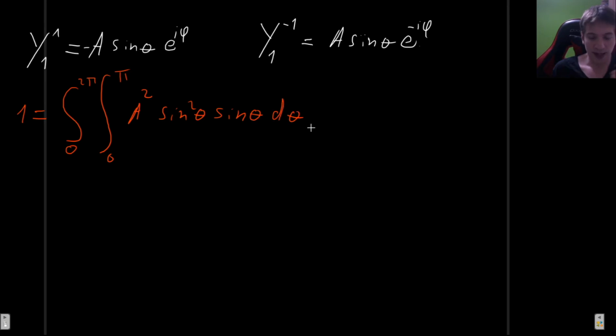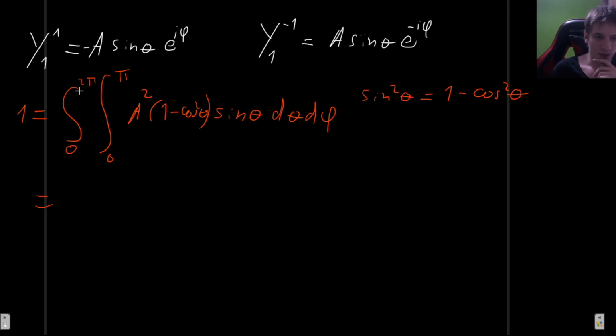Okay, so now we need to multiply this by another sine theta, because we're integrating over spherical coordinates, and d theta. How can we solve this? What I would do is say, okay, let's remember that sine squared theta is going to be 1 minus cosine squared of theta. Let's plug it in here. So we get 1 minus cosine squared of theta. Let's multiply through. Well, we can, oh, by the way, I missed the d phi. We can just solve the phi integral right away. It's going to be 2 pi.